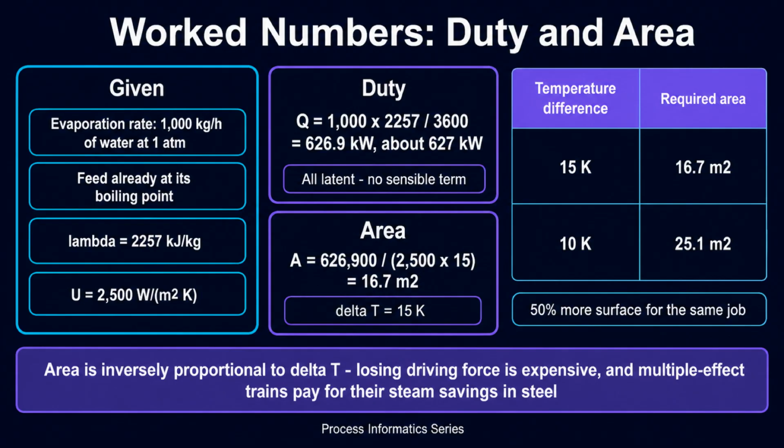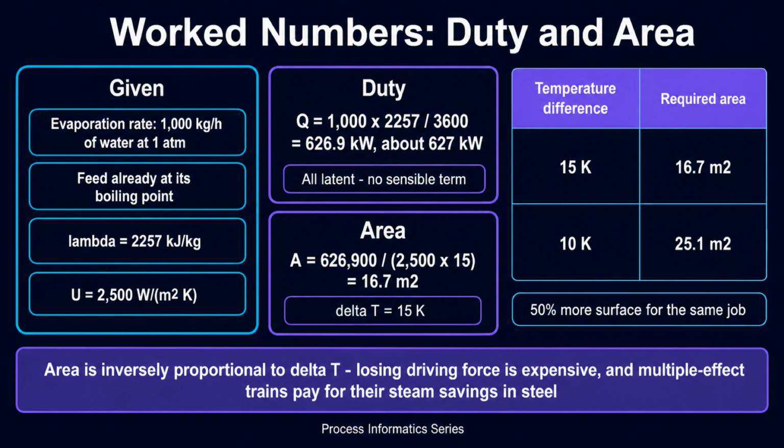Now size the surface using Chapter 1. With an overall coefficient of 2,500 watts per square meter Kelvin and a temperature difference of 15 Kelvin, area equals Q divided by U delta T, which is 626,900 divided by 2,500 times 15, or 16.7 square meters.